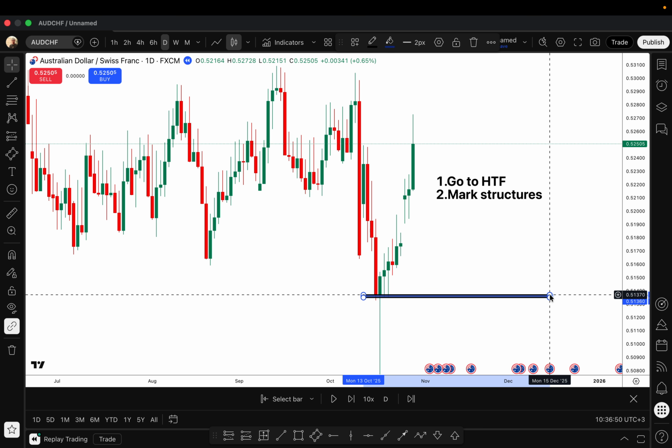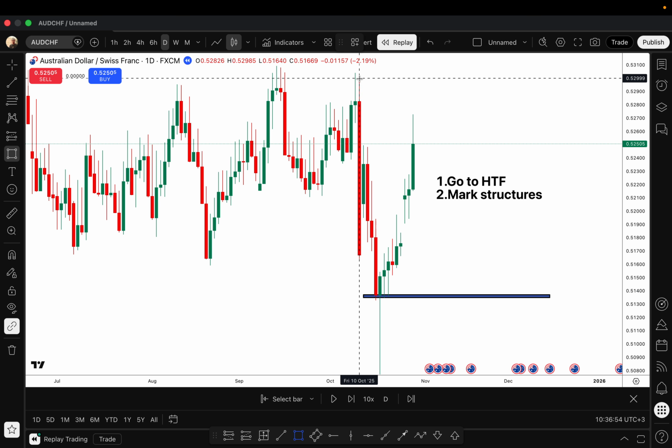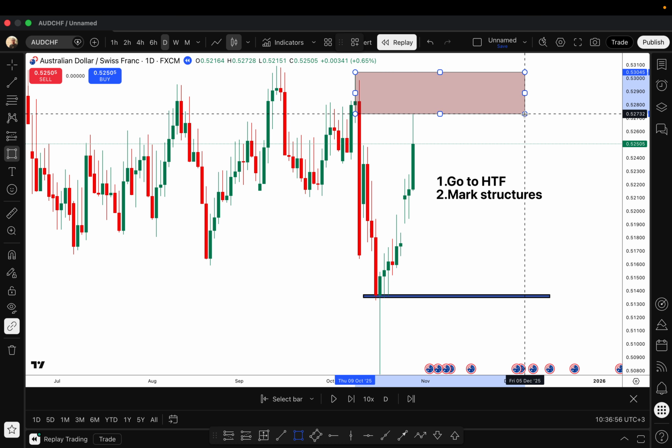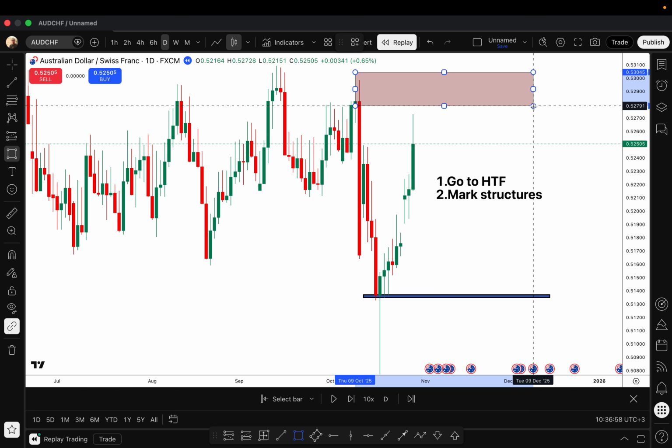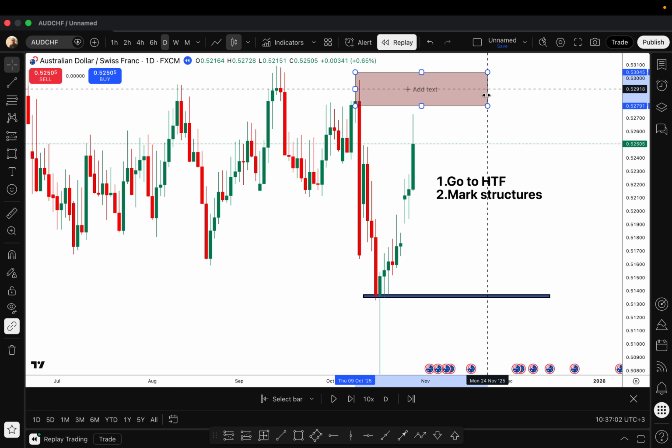That is how I mark my support with the rotatable triangle tool. Then resistance, we don't have it, but we have a supply zone. Rally, base, drop. You have a good supply zone here.